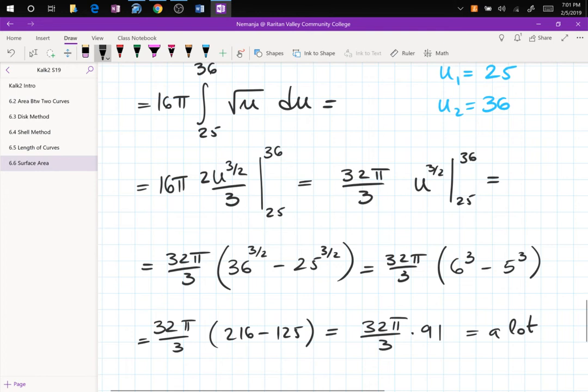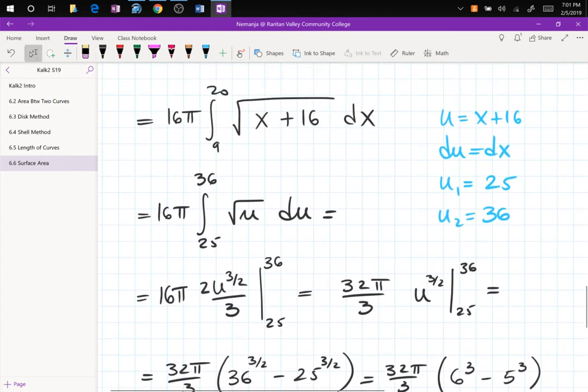Where did you get that 36 and 25 from? When I did the u sub, you see in blue, or maybe you can't see in blue from there. Oh, good. So when I change these limits, you plug in the 9. 9 plus 16 is 25 for the lower limit, and 20 plus 16 is 36 for the upper limit. Because I'm changing all x's, I better change x limits into u limits, by plugging in the formula that connects the x and u domain.